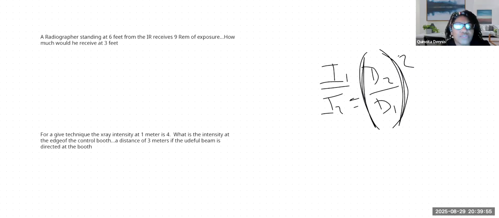All right. So we have two equations here that we're going to work with. The first one, the radiographer standing at 6 feet from the IR receives 9 rem of exposure, and it wants to know how much he'll receive at 3 feet. Even if I didn't know how to work with this, common sense will tell me. Think of this like a campfire. If you were standing 6 feet away and you moved forward to 3 feet, should the heat that you feel increase or decrease?